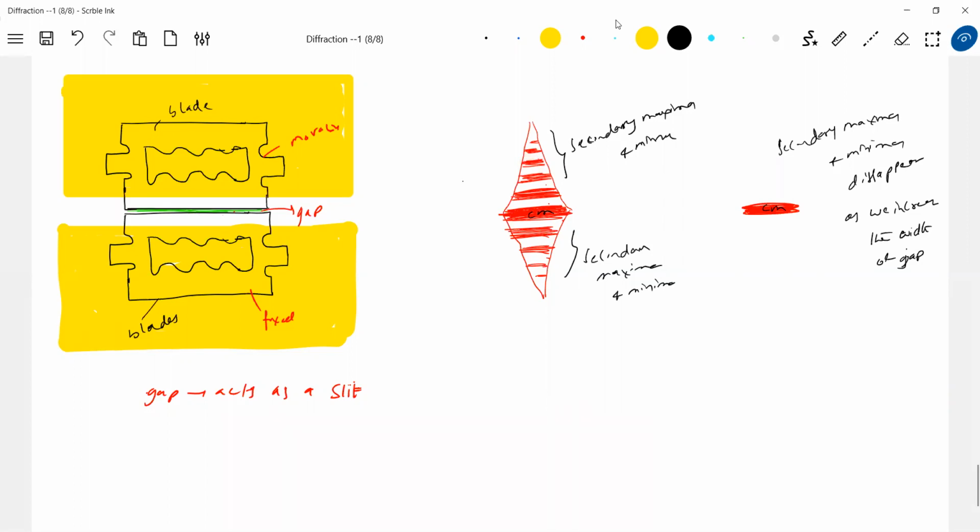Without all this visualization, it is not possible for any student to really understand what it is. As you vary the width of the gap between the blades, the pattern will change again. The secondary maxima and minima, for a certain width, disappear completely and are not visible.